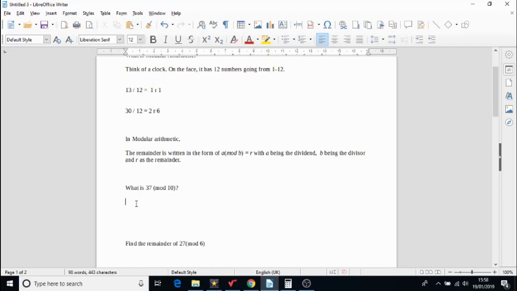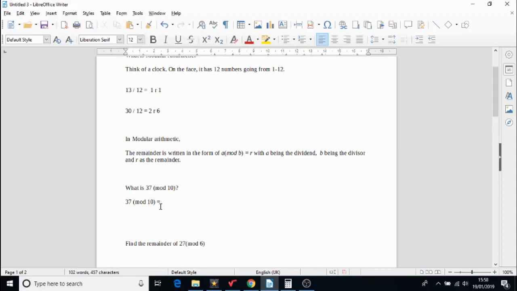So let's look at the first question. What is 37 mod 10? Let's write out this question. 37 mod 10. Looking at our rule, A is the dividend, 37, B is the divisor, 10. R is what we're trying to find, the remainder.